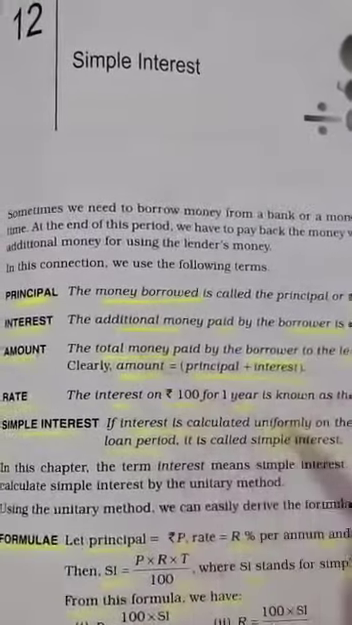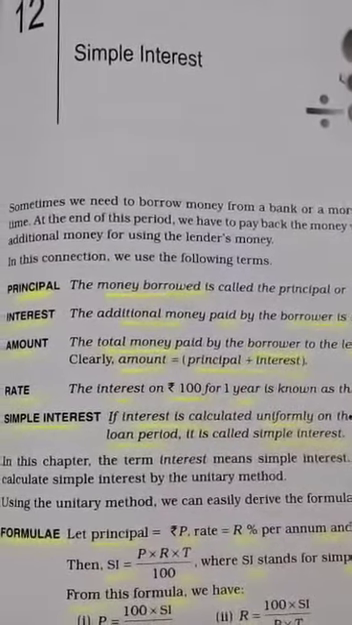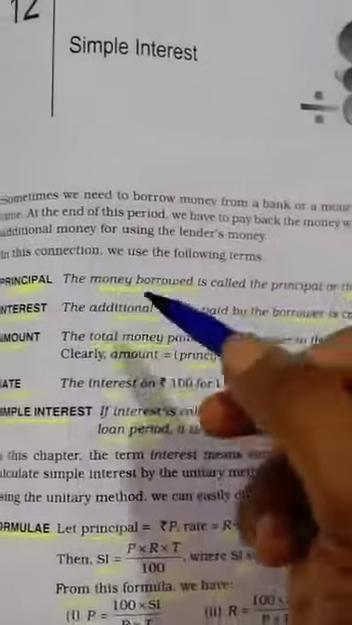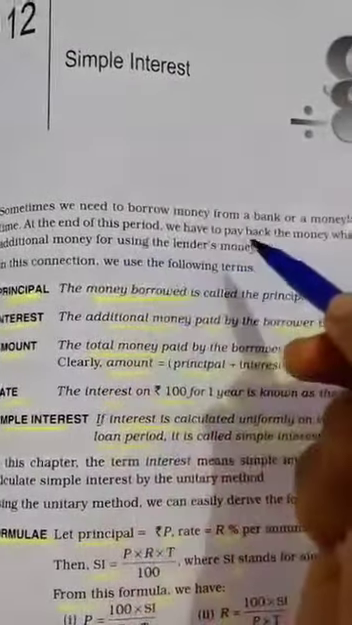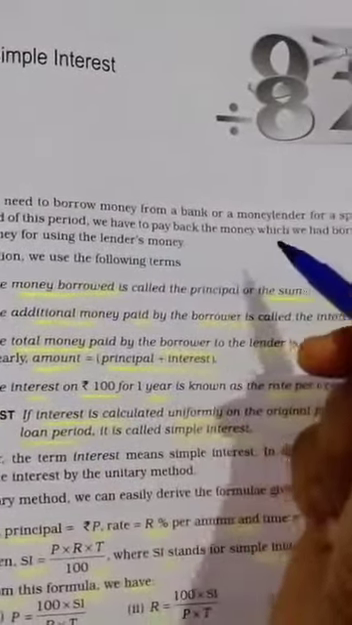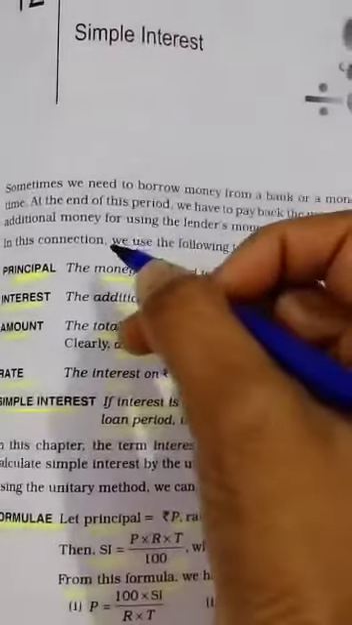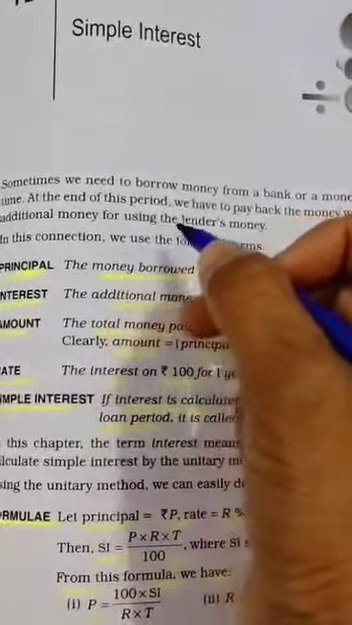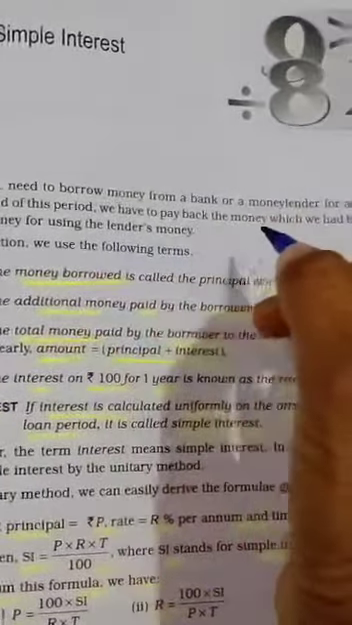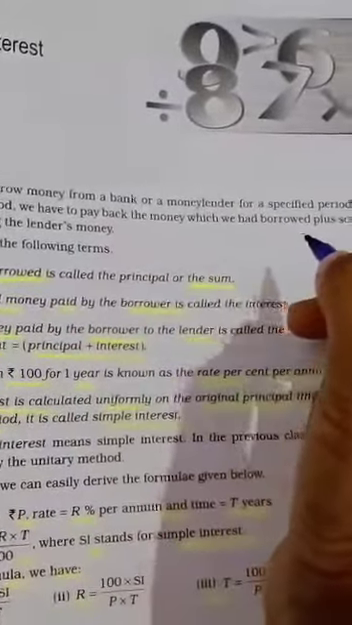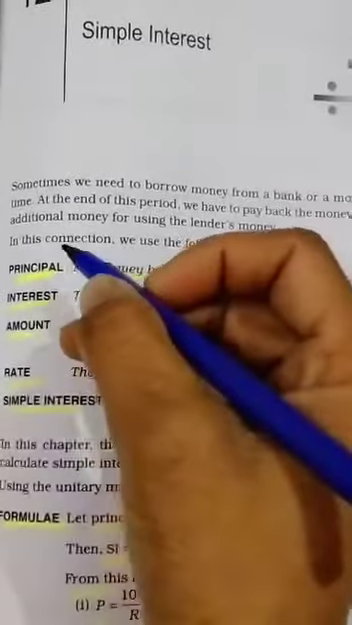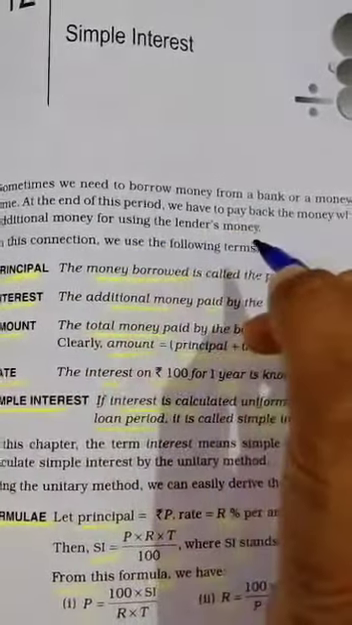New chapter, chapter 12, simple interest. Introduction. Sometimes we need to borrow money from a bank or a money lender for a specified period of time. At the end of this period, we have to pay back the money which we had borrowed plus some additional money for using the lender's money.